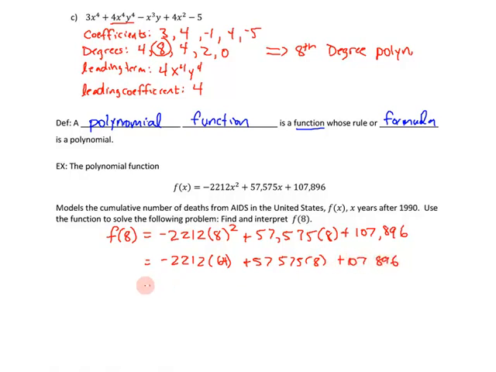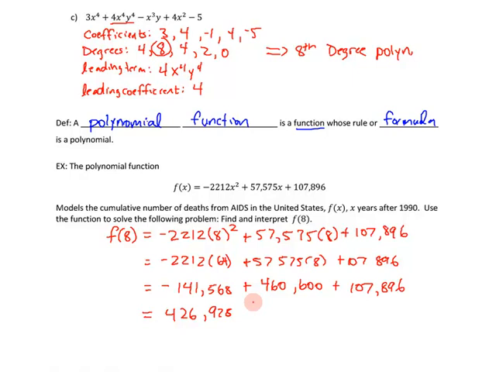107,896. Now if I take in my calculator negative 2,212 times 64, I get negative 141,568, plus 57,575 times 8 is 460,600, and we still have the 107,896. Now add those three numbers up, I end up with 426,928.